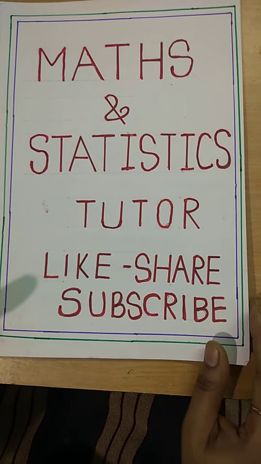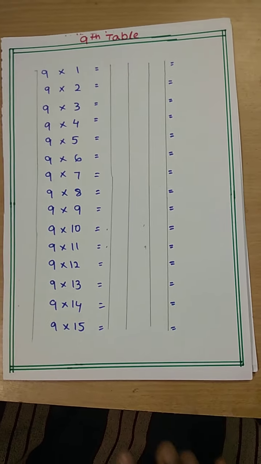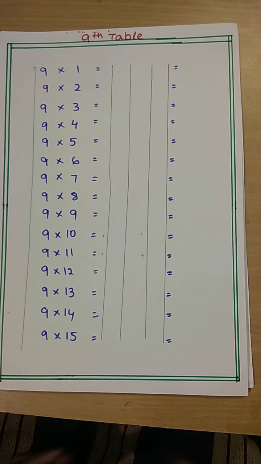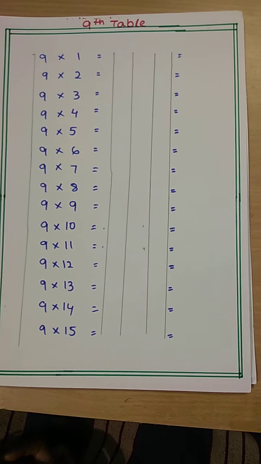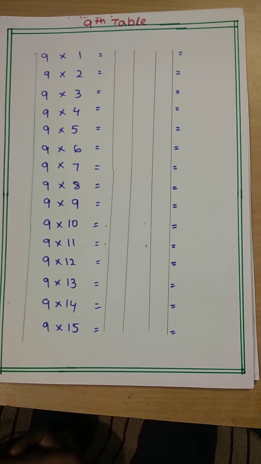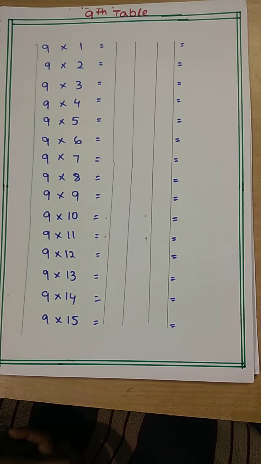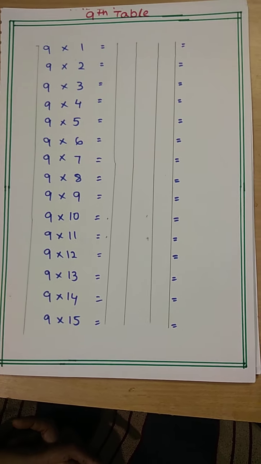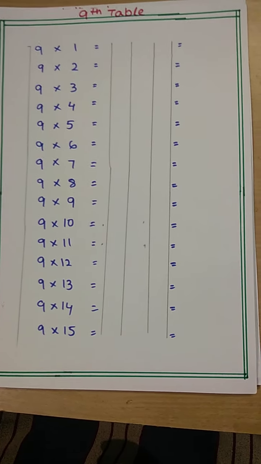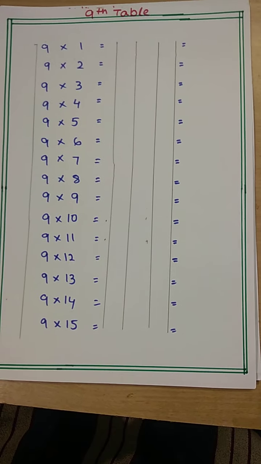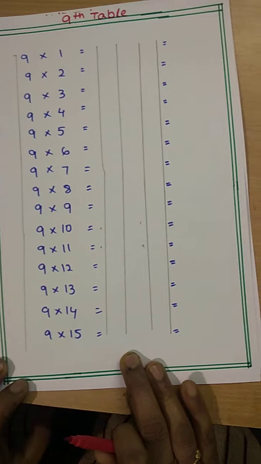Today I am going to explain about tables. Children will feel a little bit difficult in memorizing tables, so I am giving the trick for the ninth table. By using this trick, everyone can learn easily. So now I am telling the ninth table trick. Here, 9 ones are 9, up to 9 15s, like that I have written.